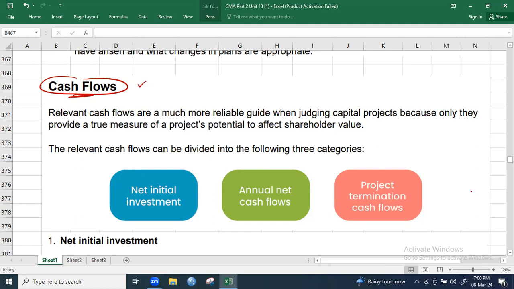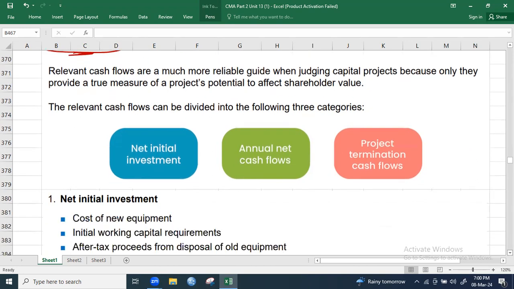So cash flows we are talking about. Regarding capital budgeting, we can divide our cash flows into three categories. Some cash flows will be part of the net initial investment, the second category is called annual net cash flows, and the third category is called what? Project termination cash flows. Usually the net initial investment is money you will spend at the start of the project. And project termination cash flows are mostly cash inflows which you will get at the end of the project. And then in between, for example, a project has a life of 5 years, let's assume.